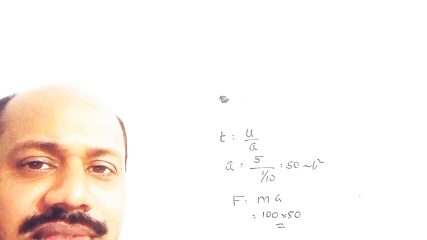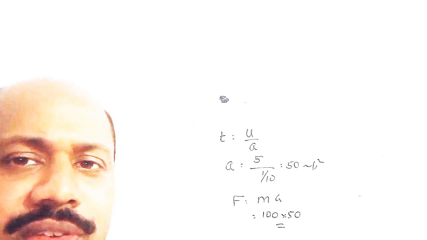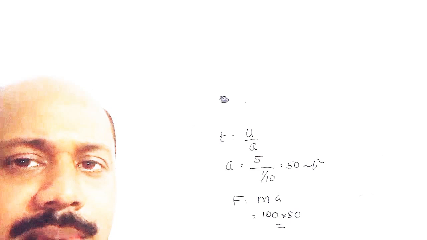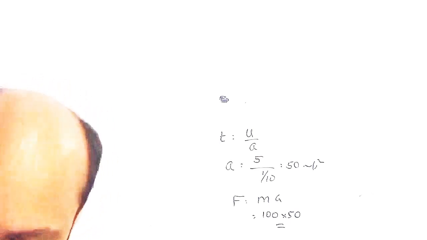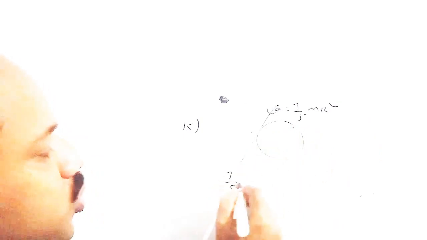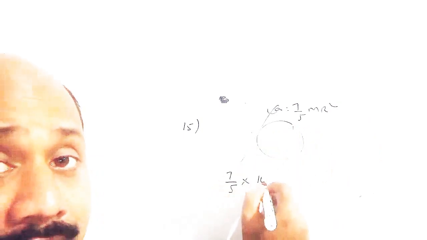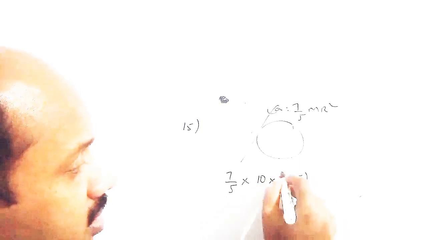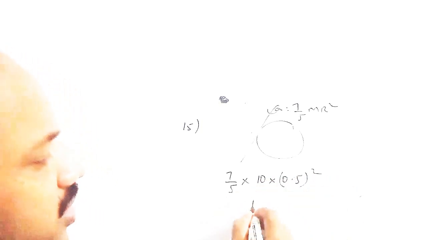Next, 15th one. A solid sphere of mass 10 kg and radius 0.5 meter rotates about a tangent. The moment of inertia of the sphere is. About the tangent, what is the moment of inertia? About the diameter, it is 2 by 5 mr square. About the tangent, by using the parallel axis theorem, we know that it is 2 by 5 mr square plus mr square, that is 7 by 5 mr square. M is 10, radius is 0.5 square. Now it is 2 into 7, that is 14. 14 into 0.25, that is 14 by 4. How much is that? It is 3.5.